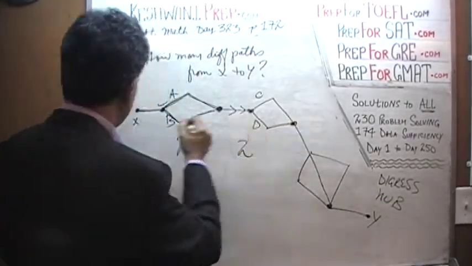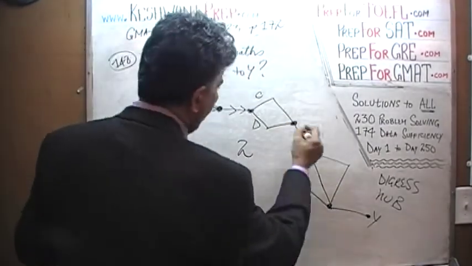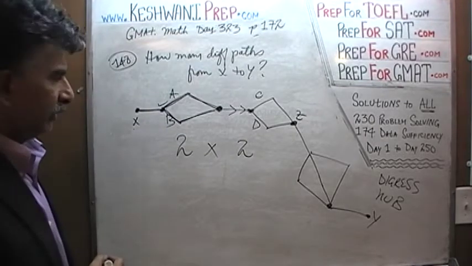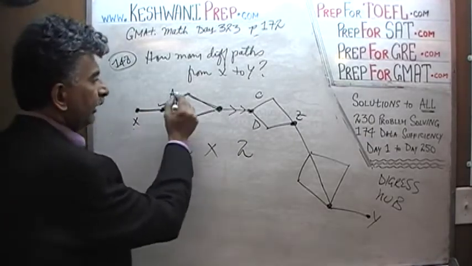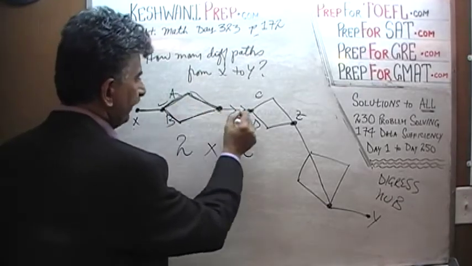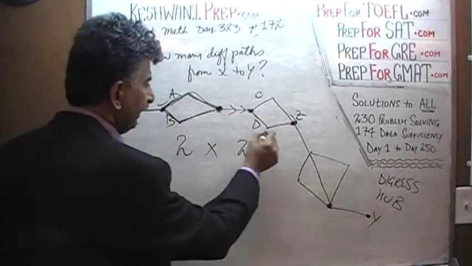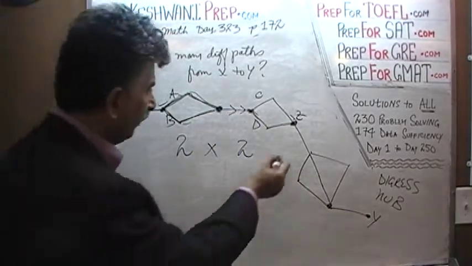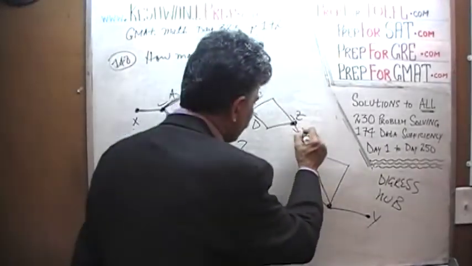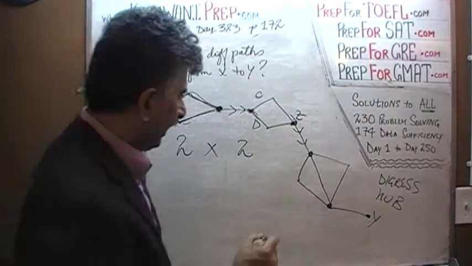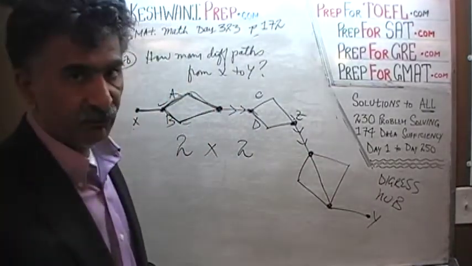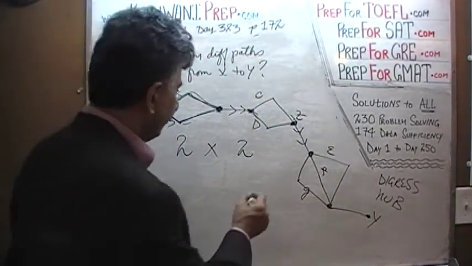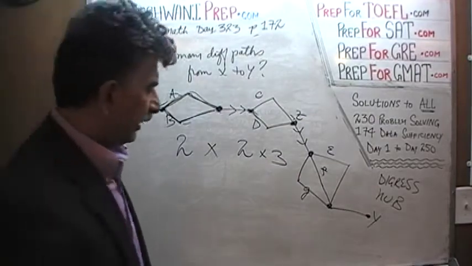So far, let's call this point Z. To go from X to Z, I have four different paths: A and then C, A and then D, B and then C, or B and then D. Once I get to Z, I have no choice but to continue this way. Once I arrive at the next point, I have three different choices to continue my journey: path E, F, or G. And then finally, I arrive at Y.